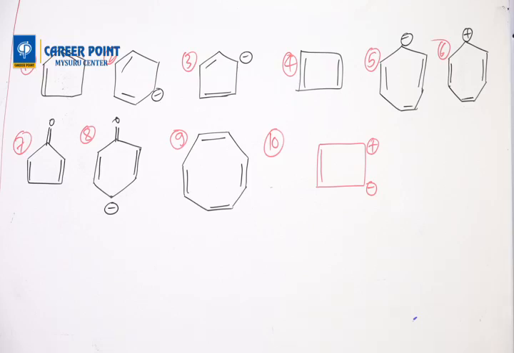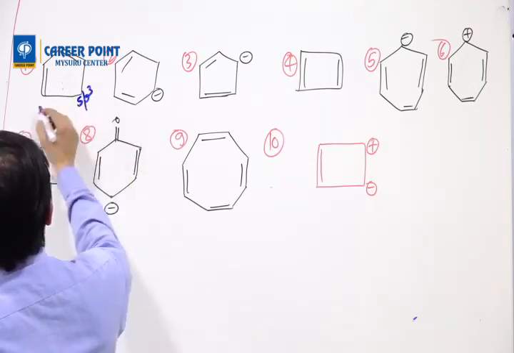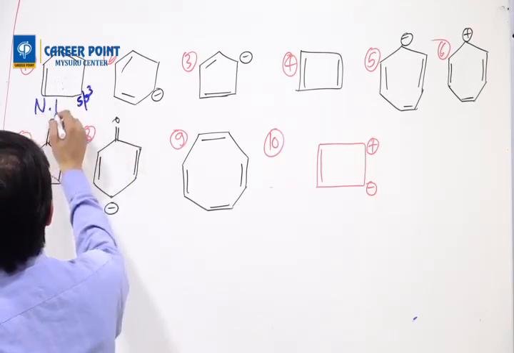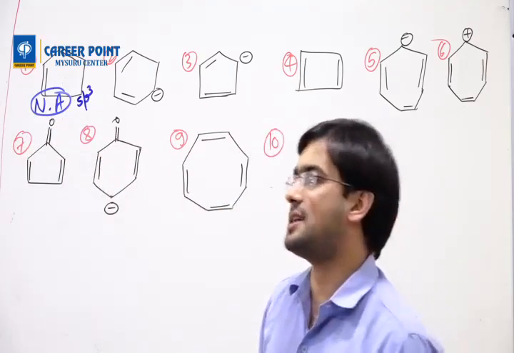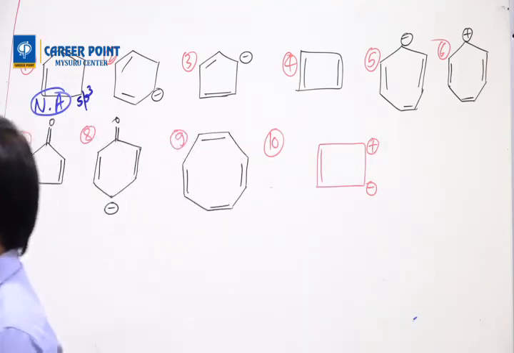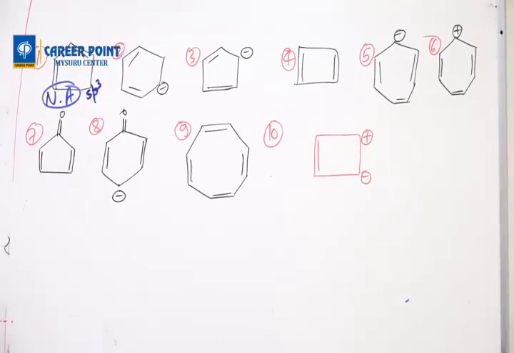First one is non-aromatic. So we will also write the answer. This is sp3. Because of sp3 it becomes non-aromatic. NA stands for non-aromatic. Done. Second question.